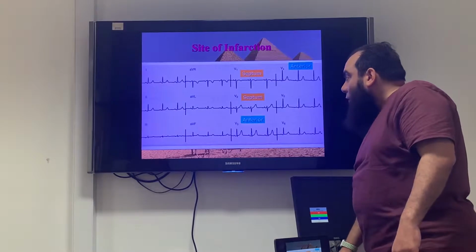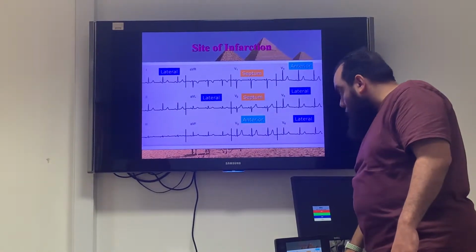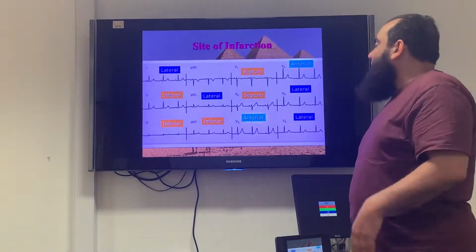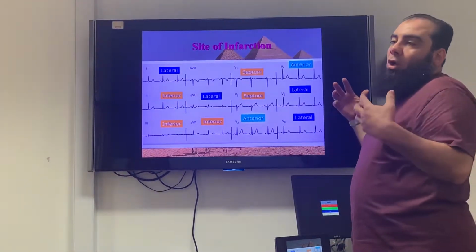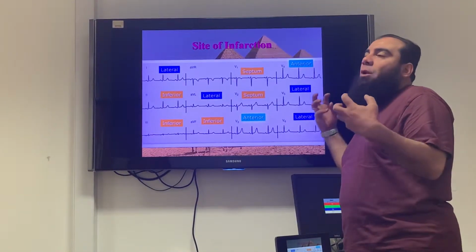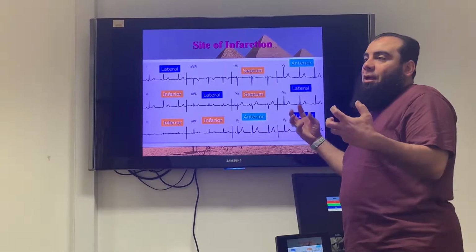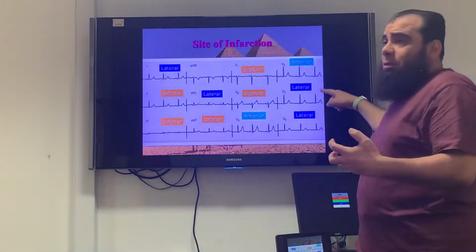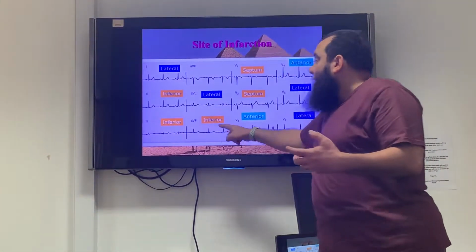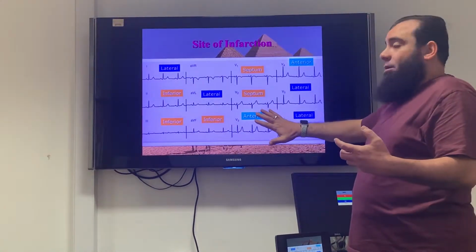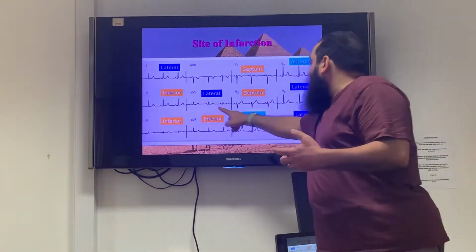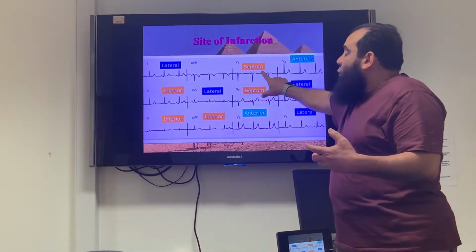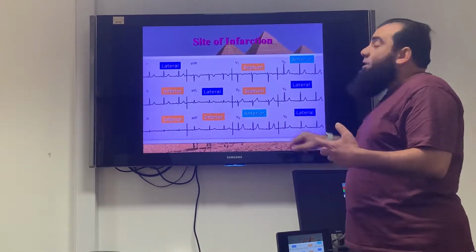This slide is an old slide. I have shown it to some other colleagues previously. It's just the location, or how we can tell what the location of infarction is in comparison with the leads. So leads 2, 3 and aVF are inferior leads. Lead 1, aVL and V5 and V6 are lateral leads. V1 and V2 are septum, V3 and V4 anterior.